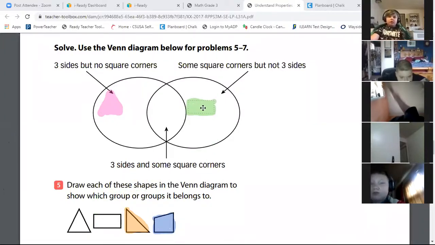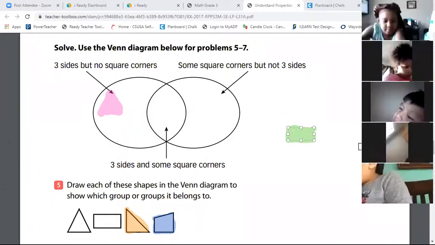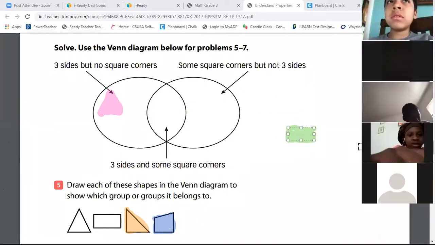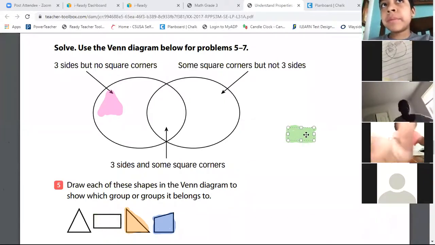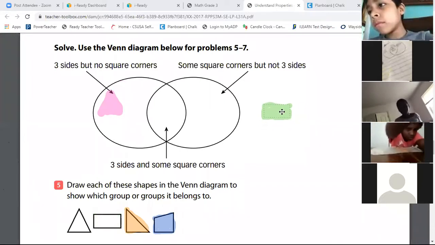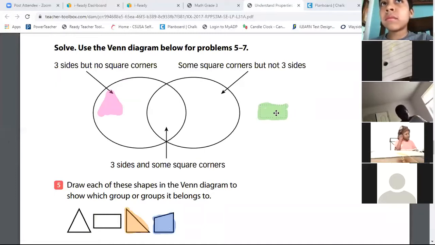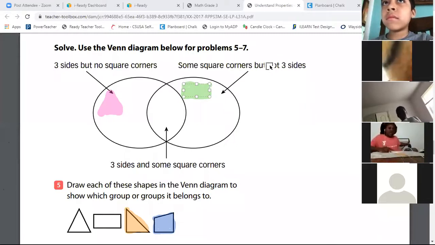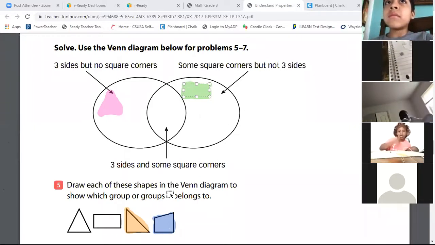All right, what about this green rectangle? Where does that green rectangle go? Dalton. I think it goes in some square corners, but not 3 sides. You got it. Perfect. I like that you focus on that not 3 sides, because that automatically tells you that anything that doesn't have 3 sides is going to go right here.